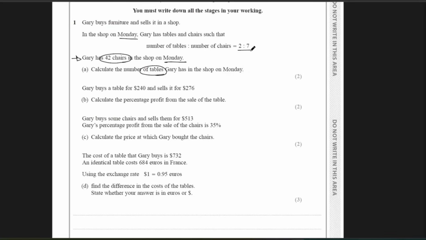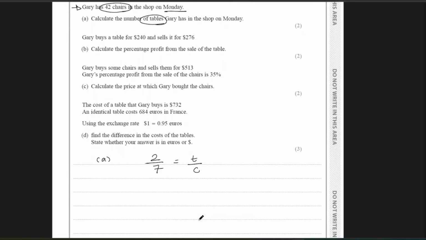So let's convert the ratio into a fraction. The ratio 2:7 can be written as the fraction 2/7. This is equal to the number of tables T over the number of chairs C. So for Monday, we know the number of chairs is 42, and we can substitute that here. So we'll say 2/7 is equal to T over 42.